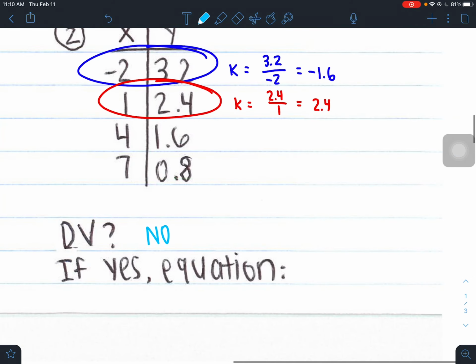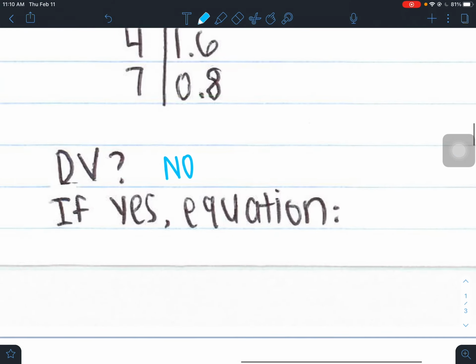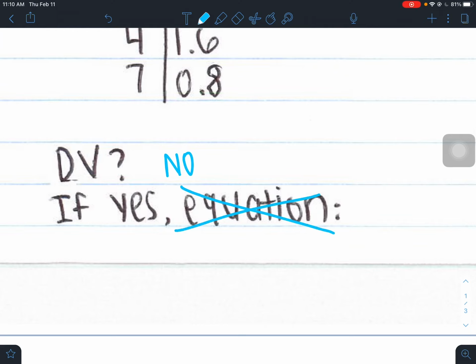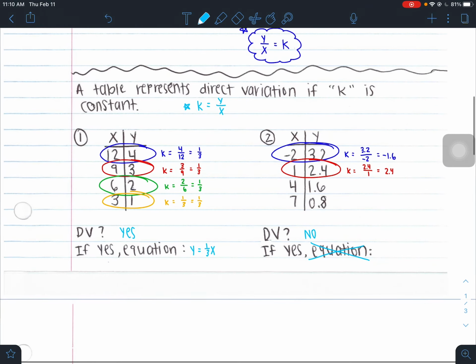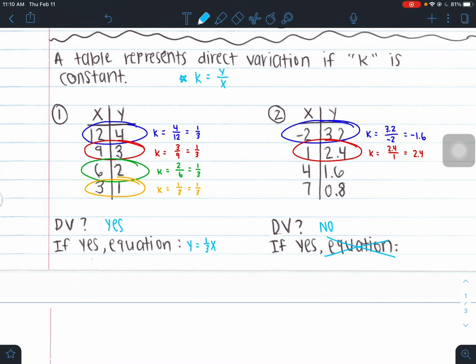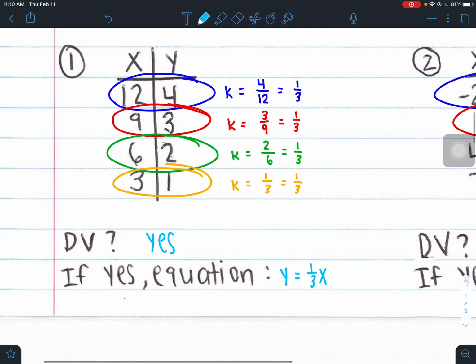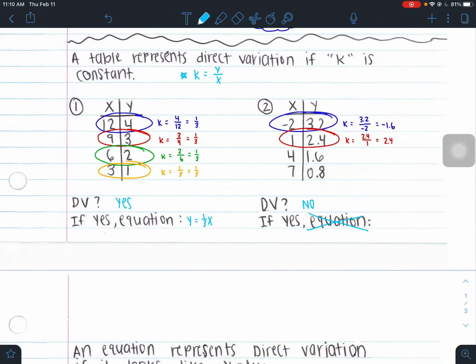So the answer is no, and if it's no, can you write an equation? You can't write an equation. So if it's no, there is no equation. Don't put an equation. People have put an equation before. I don't know why, but if it's no, you can't create something from something that isn't there. So this is no. This is not direct variation. Whereas number 1, it is, because when you calculate your k for each ordered pair, it is constant.